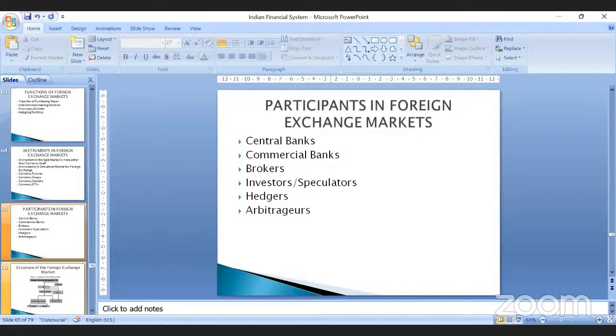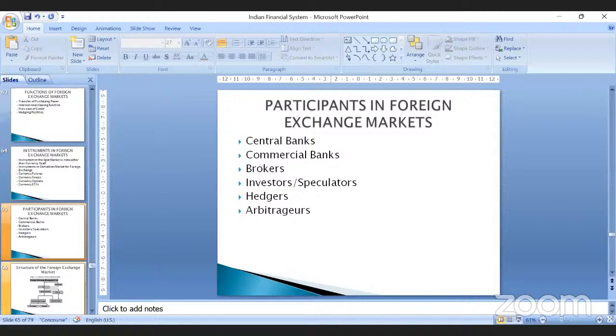Apart from brokers, we have somebody called an investor or speculator. Who are these? An investor or speculator is a person who purchases foreign currency and sells it immediately between two points of time. He purchases and sells it so that he can get a quick profit from this purchase and sale. He is looking for high liquidity, because the market operates for 24 hours in a day. He buys during one time zone and sells during the other time zone, or sells during one time zone and buys during the other, in order to make sure that he gets a quick profit. Such individuals are called speculators or investors.